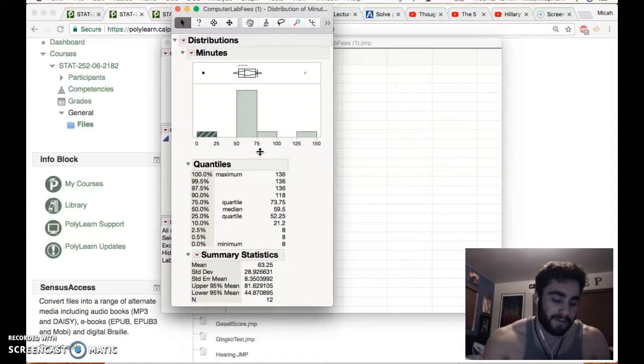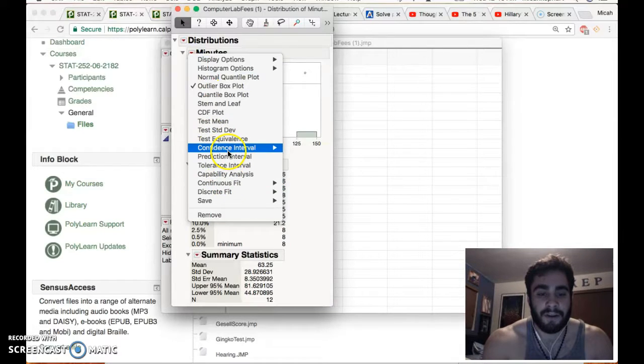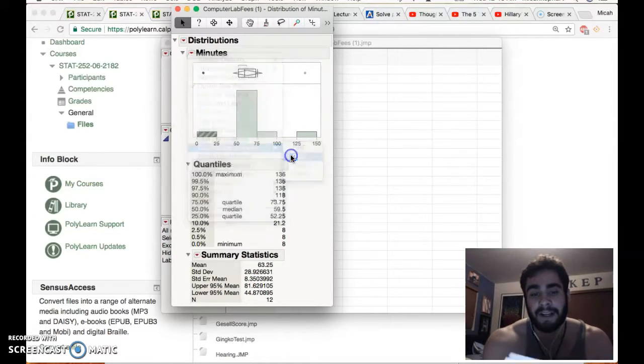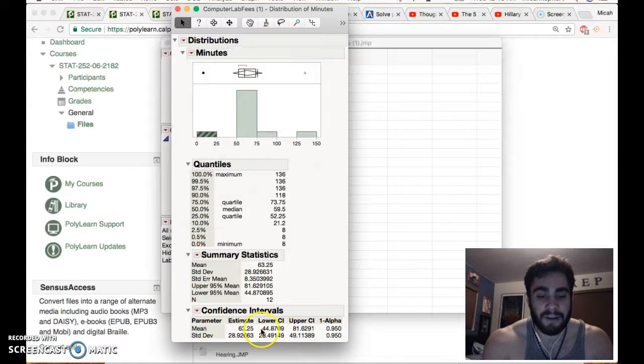Then you move on to part B, where it's asking you to find the 95% confidence intervals. For the first one, it asks you to find the confidence interval with the outliers still in the table and in the data set. You're going to go over to the hotspot in minutes, go into the confidence interval, hit that 95, and you're going to have the confidence interval spot down here. You're going to be looking at the mean row, not the standard deviation.